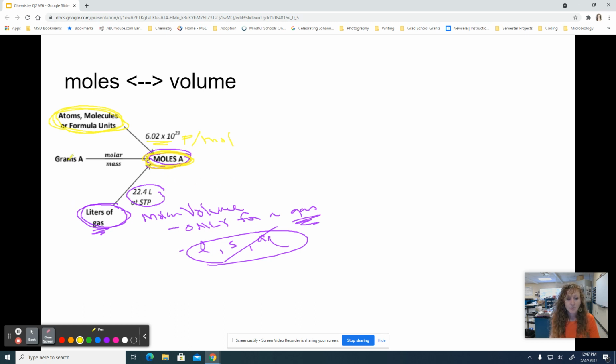And then we have our grams or our mass to moles conversion here as well. If we want to convert from mass to moles, we're going to use molar mass. Remember, we get molar mass from the periodic table. And then, of course, we have our moles to volume. We're going to use our molar volume, 22.4 liters per mole. So units are really, really important to us.